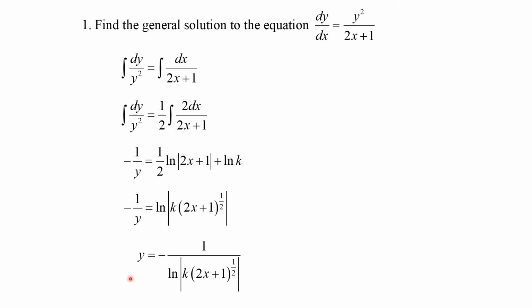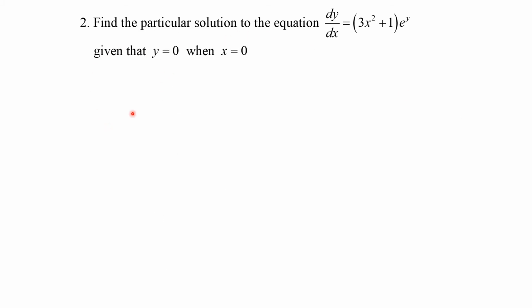Then we need to get y. General solution means y in terms of x, so we need to make y the subject. So negative 1 divided by this whole term on the right equals y. So you arrive at your general solution for this question.